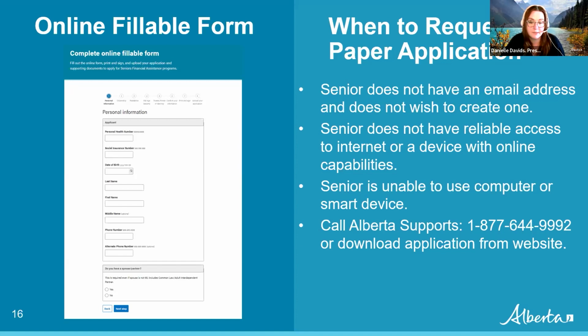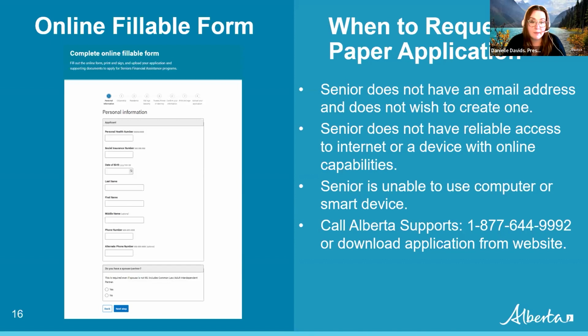And then at the end, it generates a completed document that can be printed for signature and uploaded, mailed, or faxed in. If this is also not an option, a paper application is still available, and that can be downloaded through the Seniors Financial Assistance website, or Alberta Supports can be called and request a paper application be mailed. If you're joining us from an office and you're a service provider that supports seniors with applying for benefits, you can also call and request to have some paper copies mailed to you to have on hand when assisting seniors who do not wish to apply online.